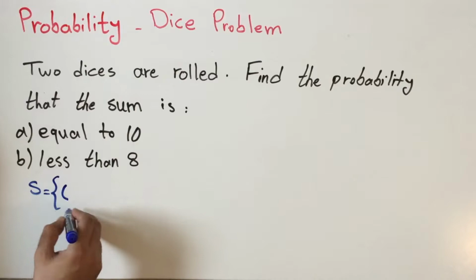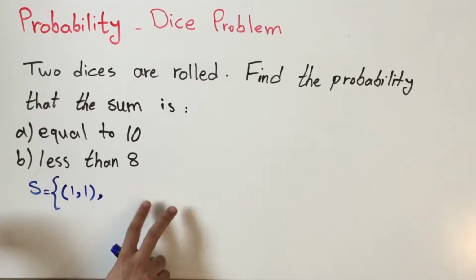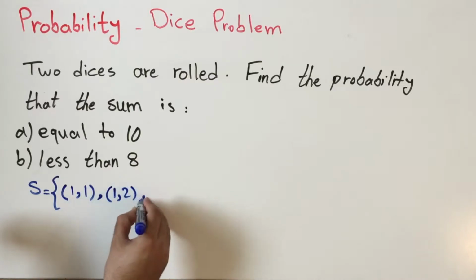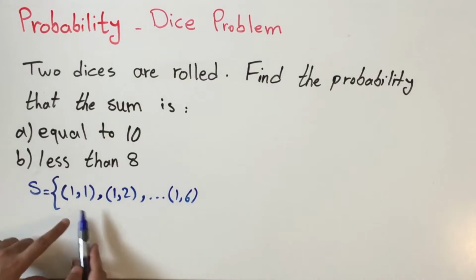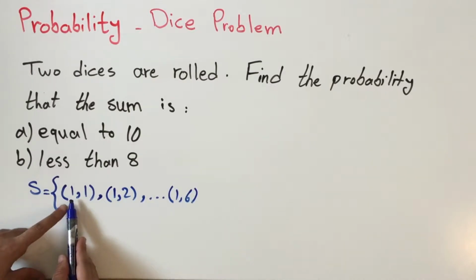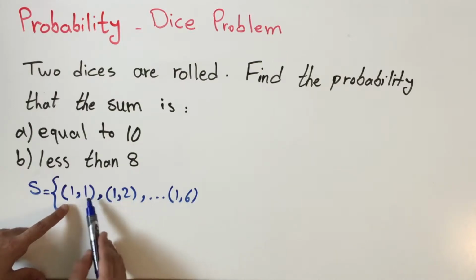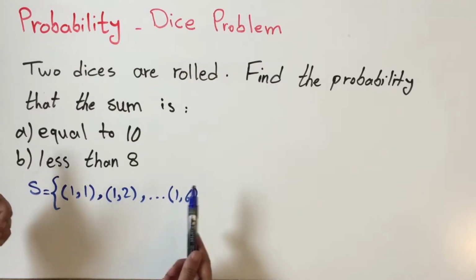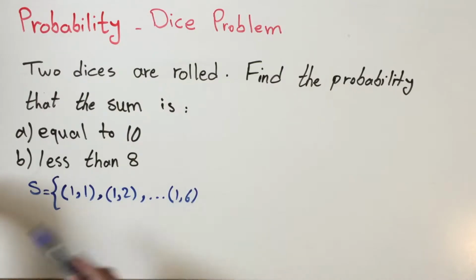The first one is going to be 1 and 1. That means you throw two dice and they are both 1. The next one is going to be 1 and 2, and you can continue all the way to 1 and 6. As you see, I am keeping the first result 1 and I'm changing the other one from 1 to 6. Obviously I will not go to 7 because no die has 7, right? It's from 1 to 6.